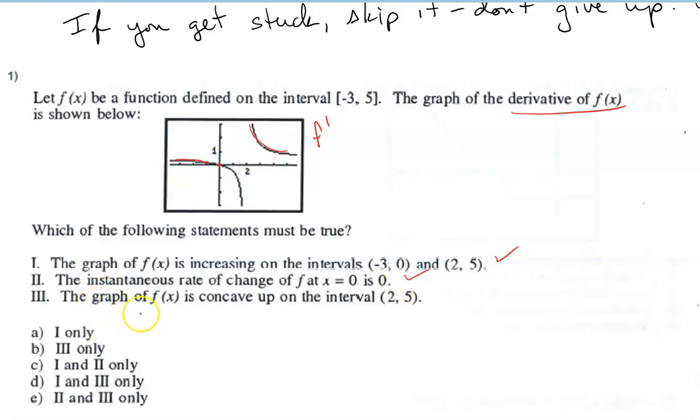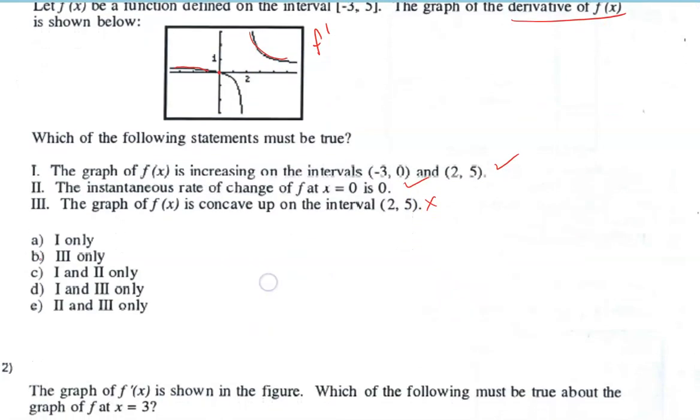And then the graph of f is concave up on the interval from 2 to 5. Well, that chart tells me that for f to be concave up, f prime needs to be increasing. And on this interval from 2 to 5, f prime is decreasing, not increasing, so this one is not true. And then my answer is that 1 and 2 are true only.